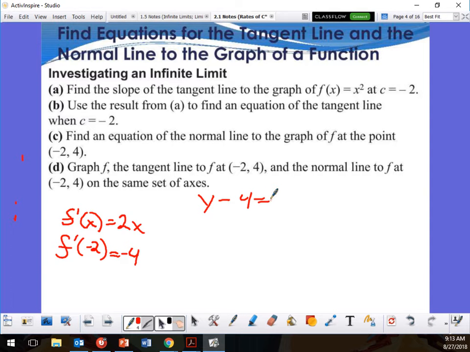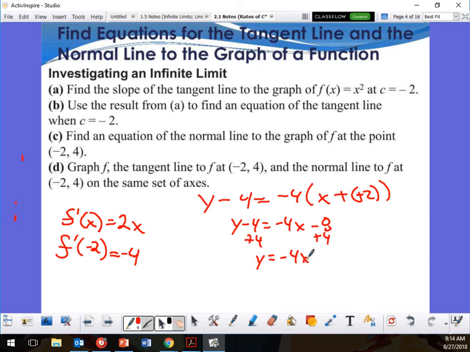Equals my slope. We said my slope is what? Negative 4, parentheses, x minus negative 2. There we go. So take it from there, I'm going to get y minus 4 equals negative 4x, and that's going to be minus 8 plus 4 plus 4, y equals negative 4x minus 4, and that is the equation.